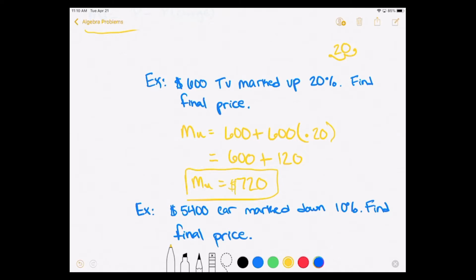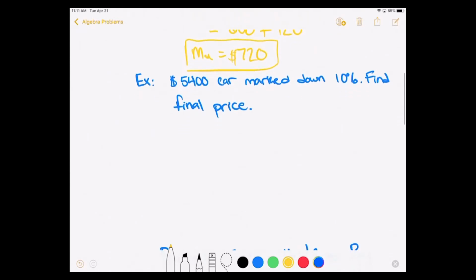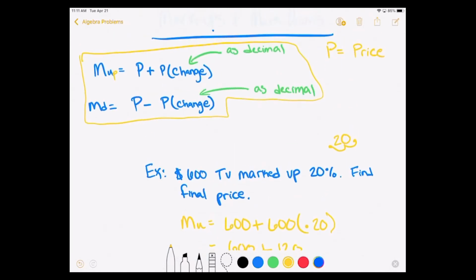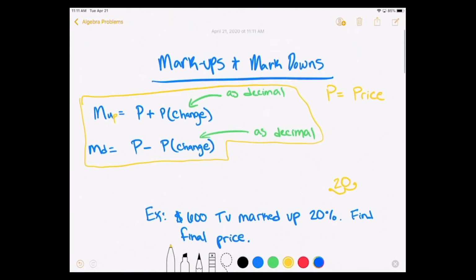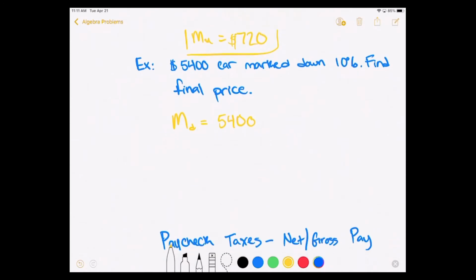That's our final price. And then I give one markdown problem. So same thing, we're doing markdown. Again, original price of $5,400 on this car, but instead of adding this change, we're going to subtract it because we're marking it down. But I'm still going to do the price times, in this case, 10%. Again, my decimal's right here right now. I move it two times to the left. That gets me 0.10.